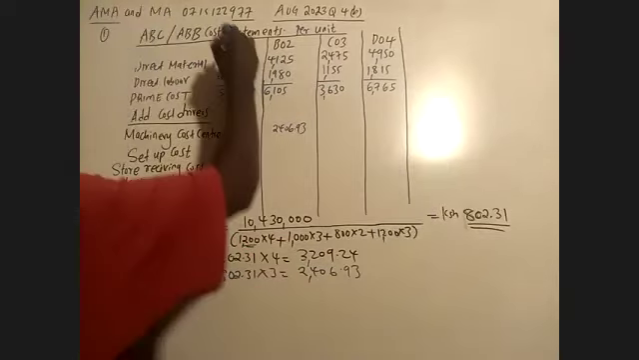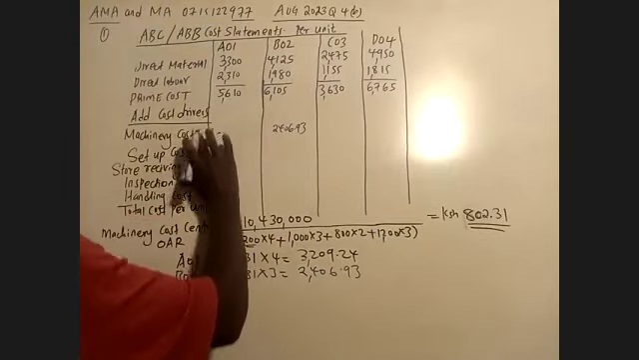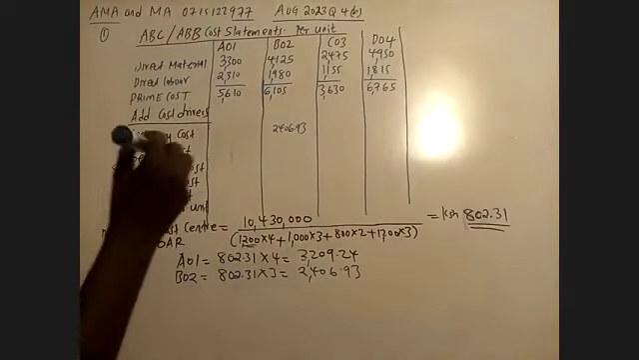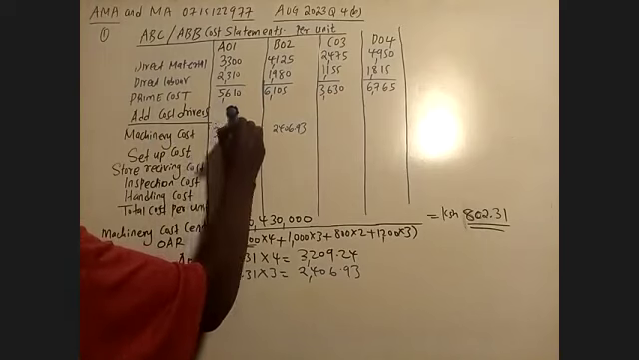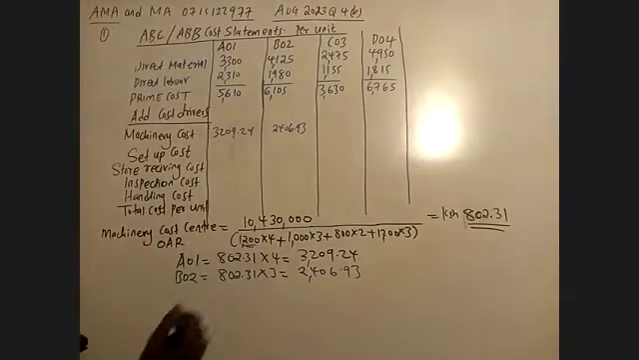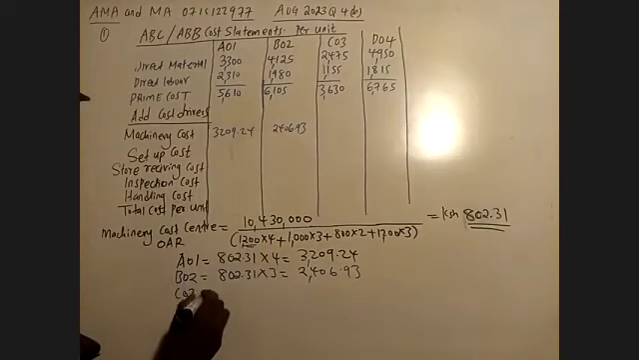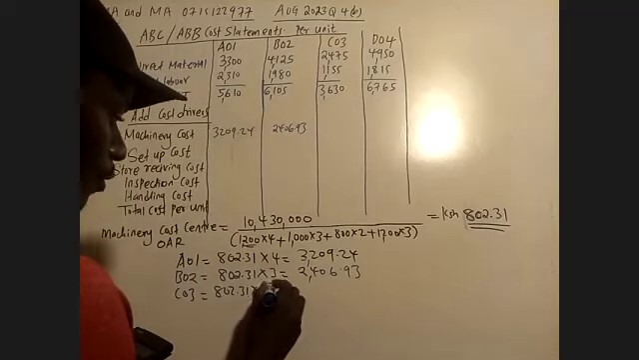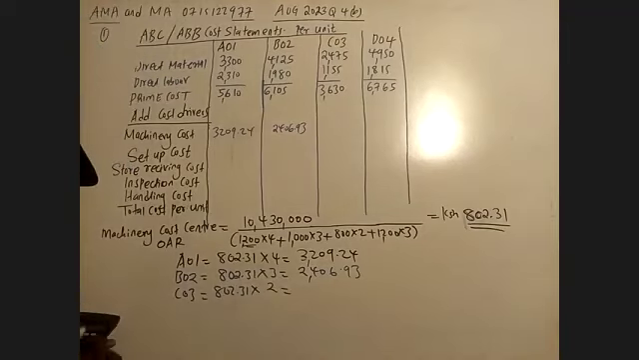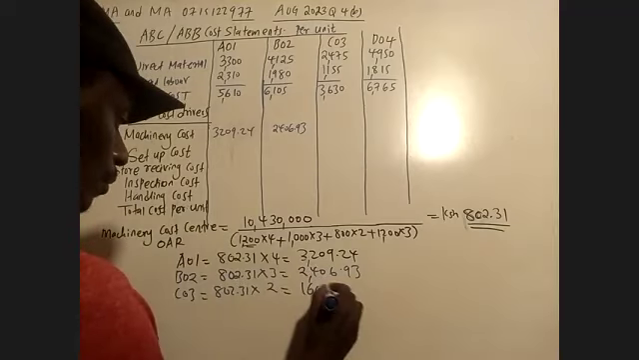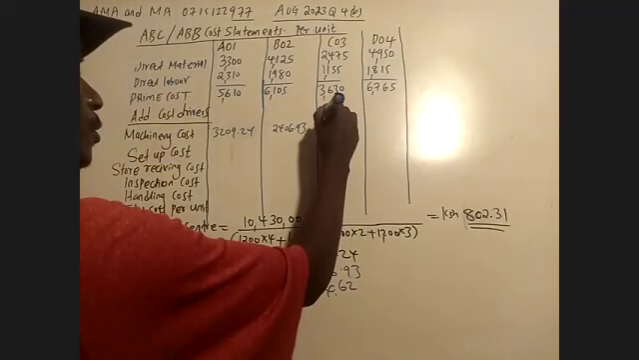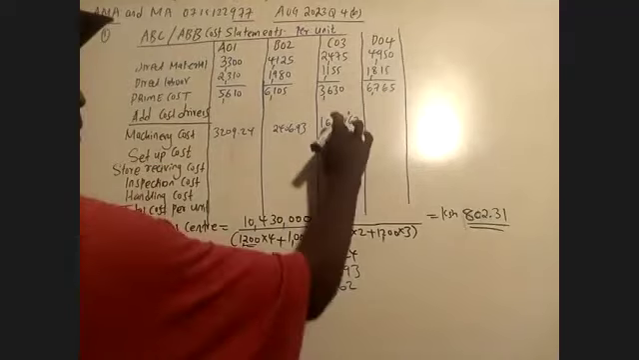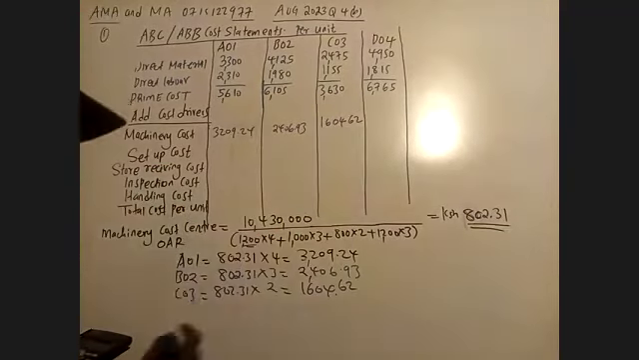In the exam you must put this in. I put it in. So for machine costing, know that it is a machine costing center. And we say this is 3209.24. Then for C03, 802.31 times 2, which is 1604.62.